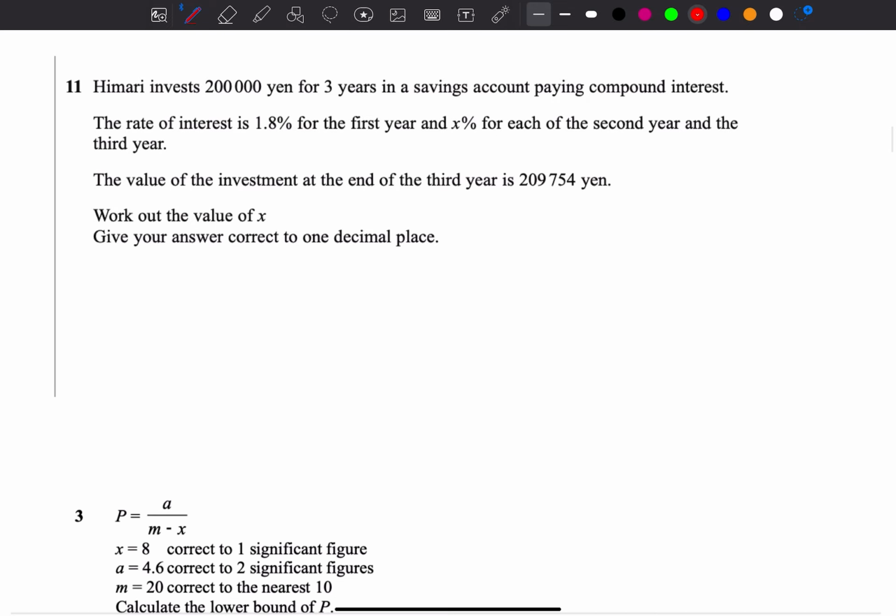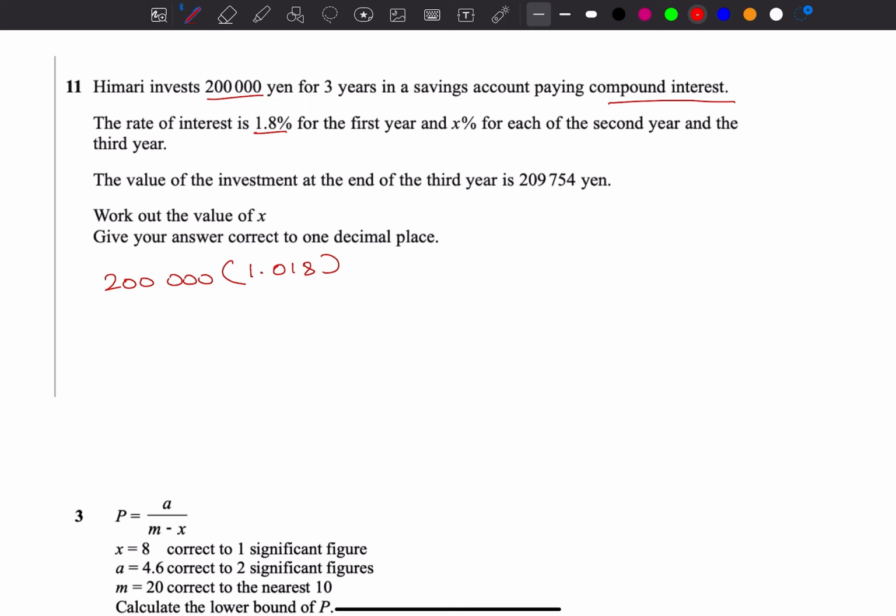next one. They invest 200,000 for 3 years with compound interest. So the deposit is 200,000, and the rate is increasing. Remember, it's an appreciating one. It doesn't say depreciate or anything.